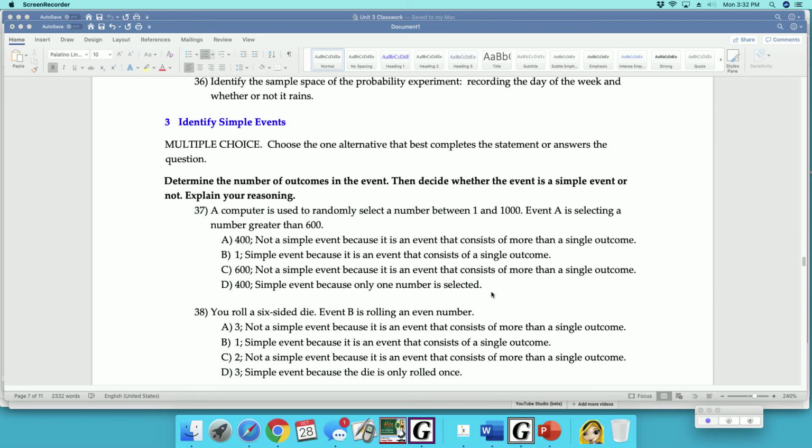Identifying simple events. That's a very specific event, not a subset. A computer is used to randomly select a number between 1 and 1,000. Event A is selecting a number greater than 600. Is this a simple event? All right, a number greater than 600 could be 601, 602, 603, all the way up to 1,000. So the probability of picking a number greater than 600 is 400 over 1,000, but this is not simple because this is not a specific single event.